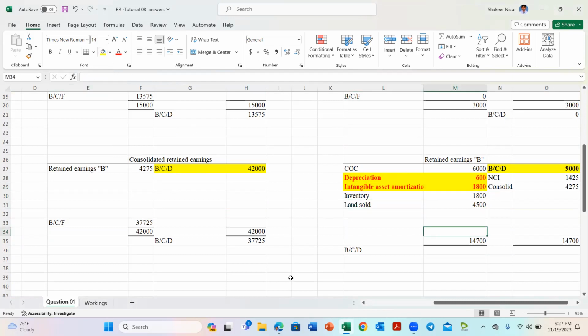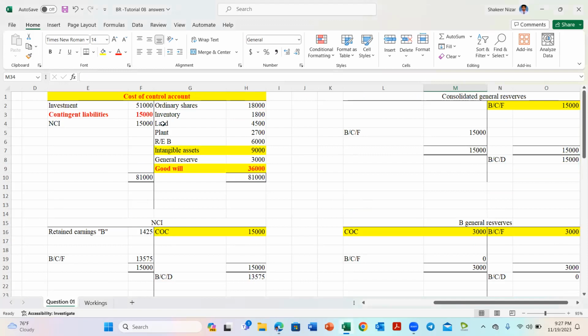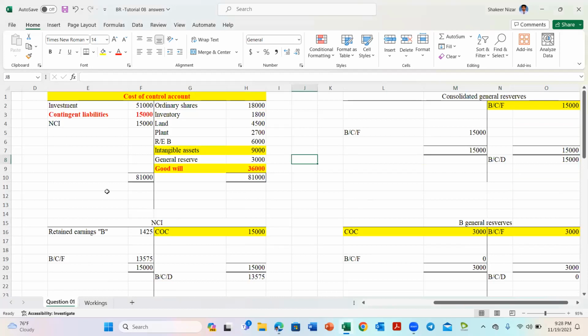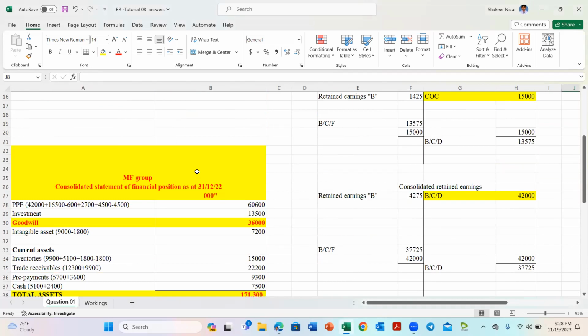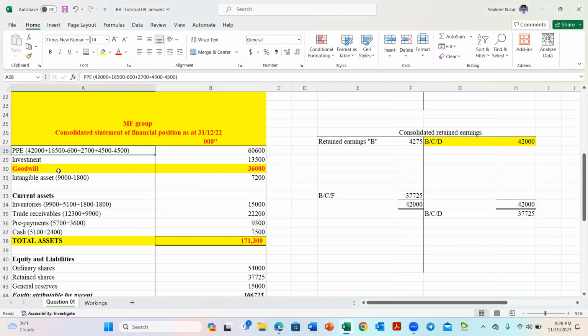Right. The next one is the fair value of the land sold on 1st October 2022. It means the 4,500 increase of the land we sold. Land is credited and debited to the subsidiary retained earnings. I think it's clear that land is credited because it's an asset, but most people don't know why we debit the subsidiary retained earnings. Because land is clear, 4,500.